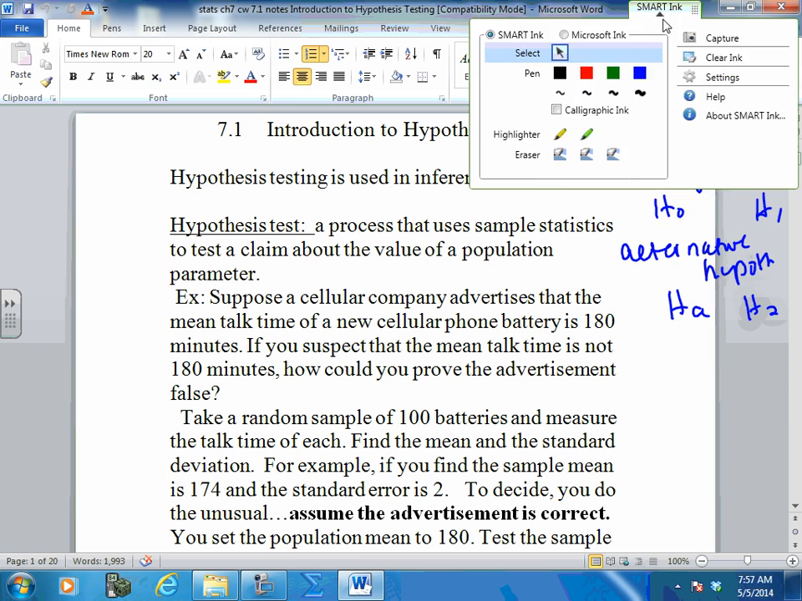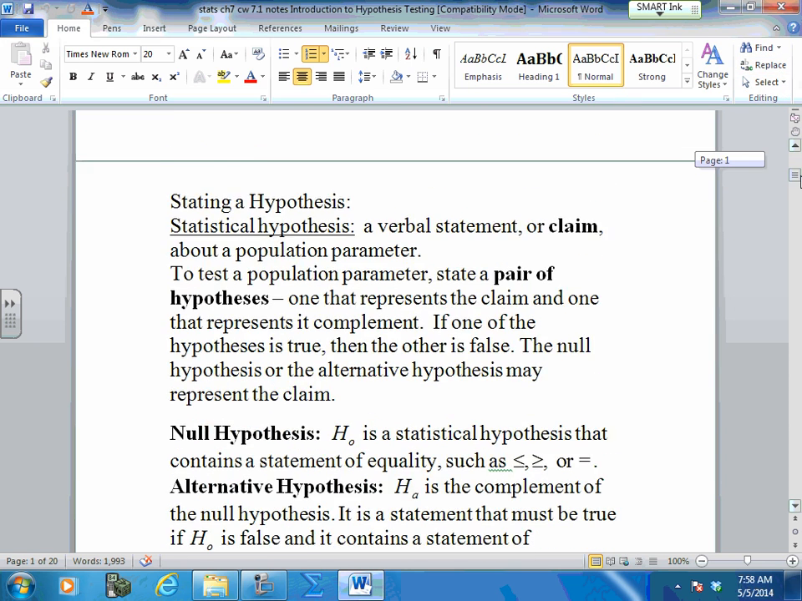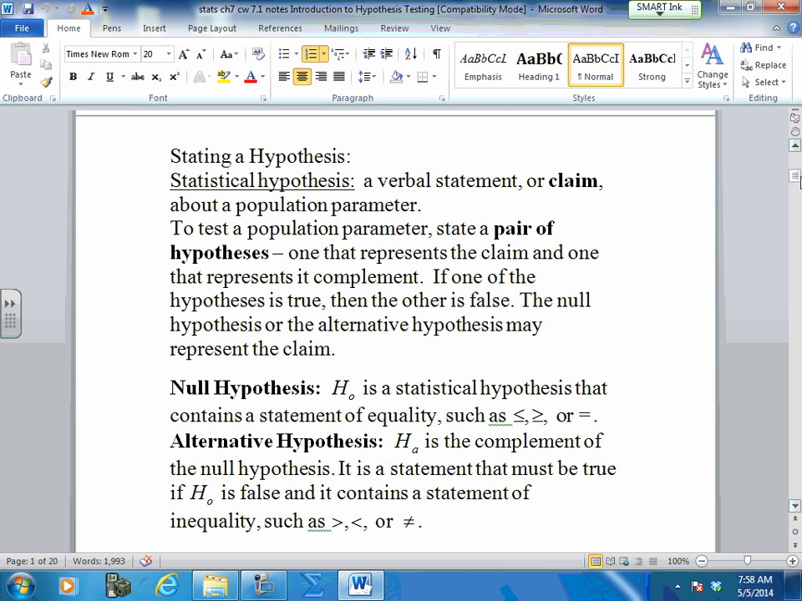A null and an alternative. Now, in your null and your alternative, again, it could be set up as an H1, as an H2. Your book uses H sub O, which is pronounced "no," and H sub A, which is your alternate. Some books use H1, H2. Depends on how they set it up.